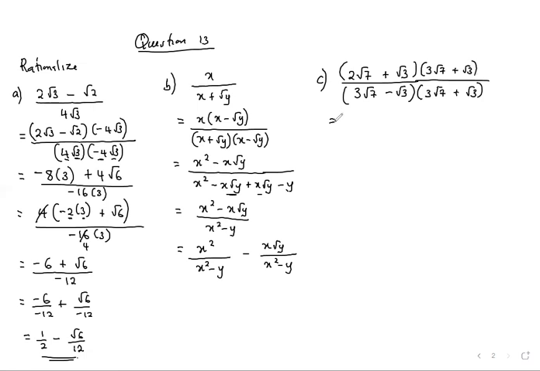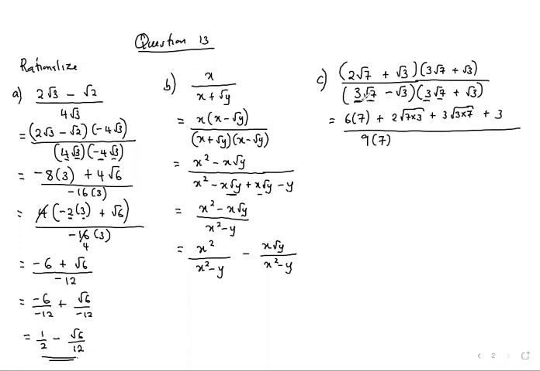Then you have 2 times 3, 6. Root 7 times root 7, 7. Plus 2 root 7 times 3. And then plus 3 root 3 times 7. And then plus 3 root 3 times root 3. Over 3 times 3, we get 9. Root 7 times root 7, we get 7.